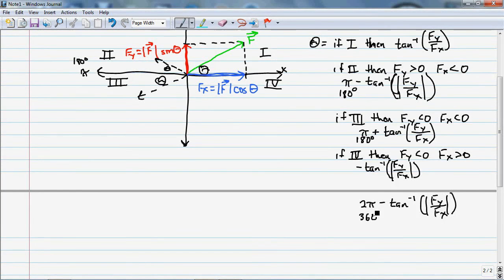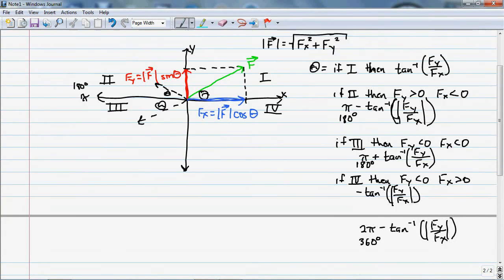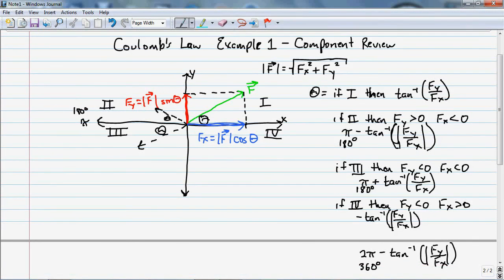So these relationships are how we define the component view, and breaking problems down into this component view. In 2 dimensions, it can make the problem a lot easier. So let's start with the next video, start with our problem.